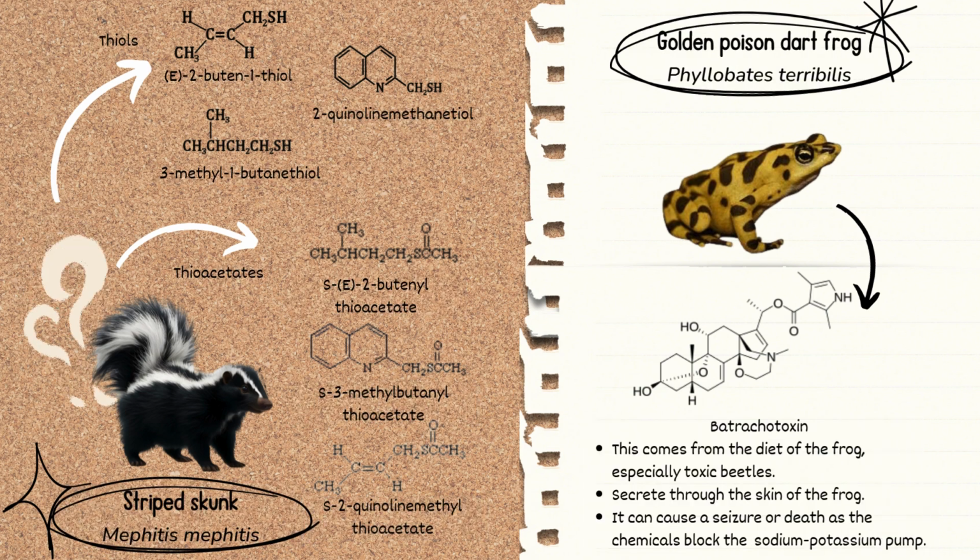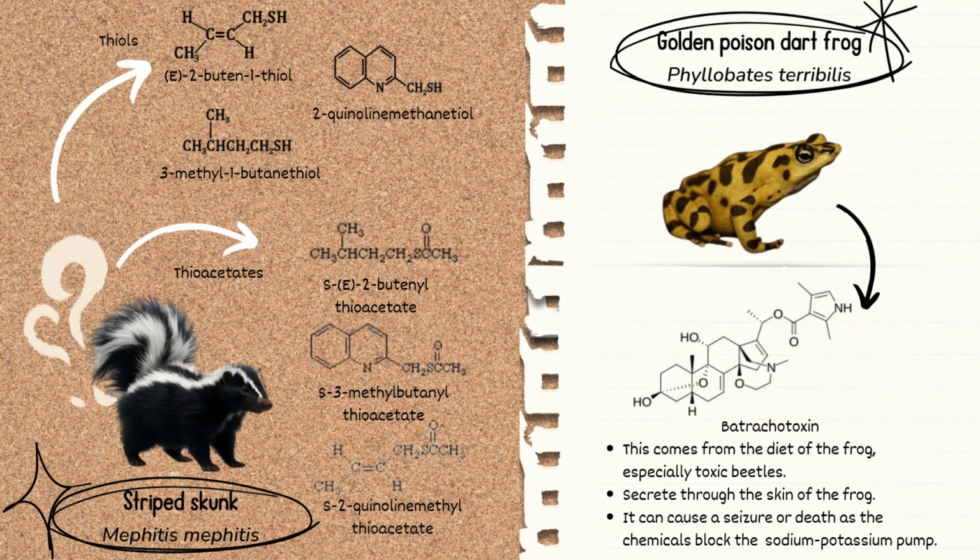First of all, we have the striped skunk, which releases a foul-smelling spray from its anal glands, deterring predators and causing temporary blindness if sprayed in the eyes. This spray contains sulfur-containing compounds like thioacetate and thiols, which contribute to the foul smell.